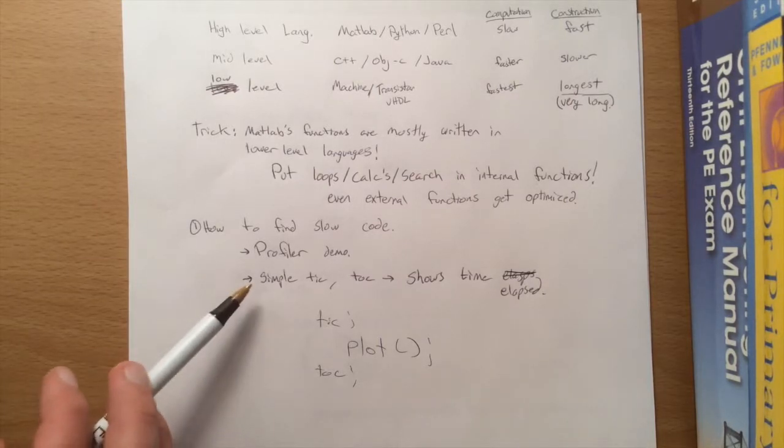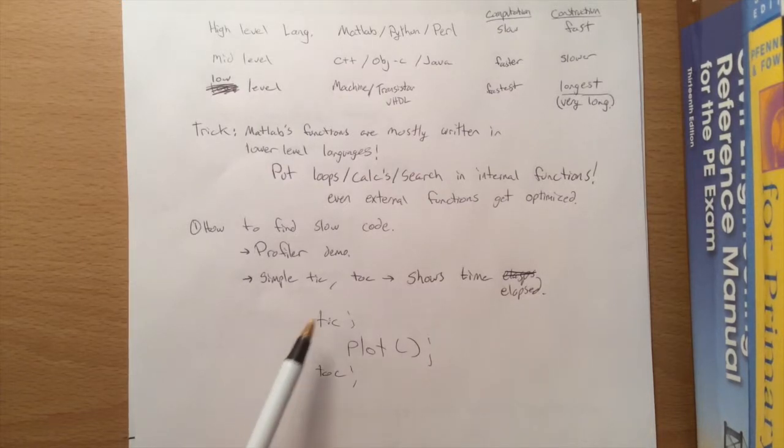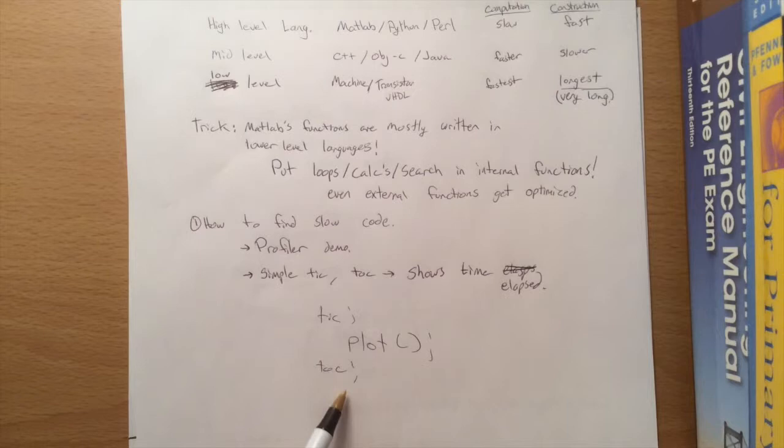The first simple one is tick-tock. And tick-tock shows the elapsed time for a function to run, and you can write it just as tick, and then you write your code. This can be multiple lines or even a function call, and then tock.